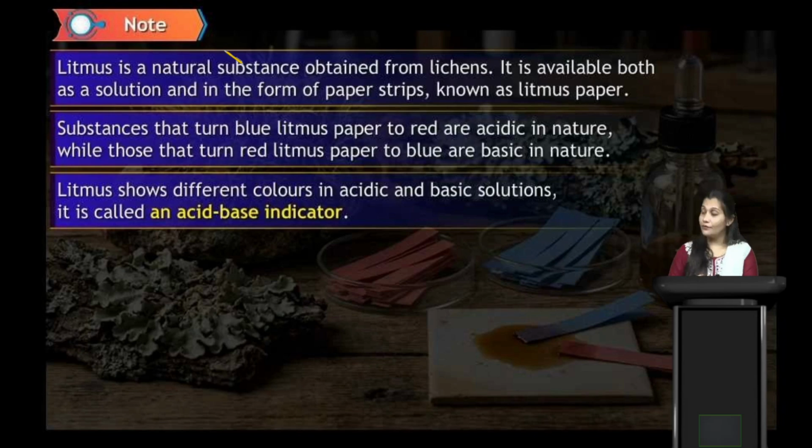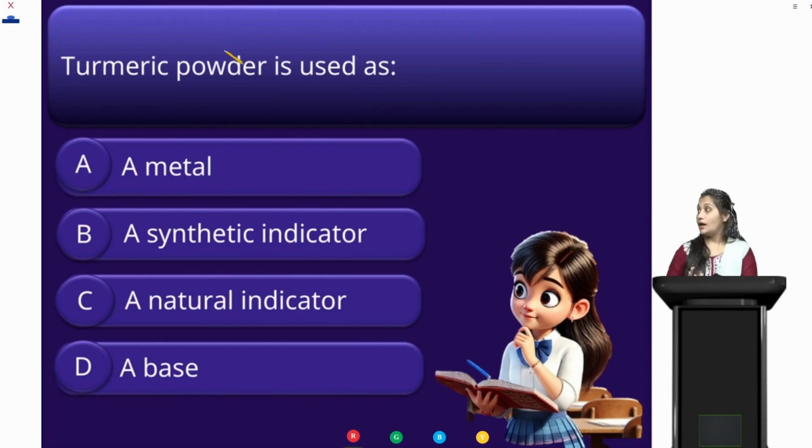Now it's your question time. Let's see what question we have. Turmeric powder is used as: option A, metal; option B, synthetic indicator; option C, natural indicator; option D, a base. I will give you a 30-second timer. You need to answer the correct option within the 30 seconds. Okay, so here your time starts.